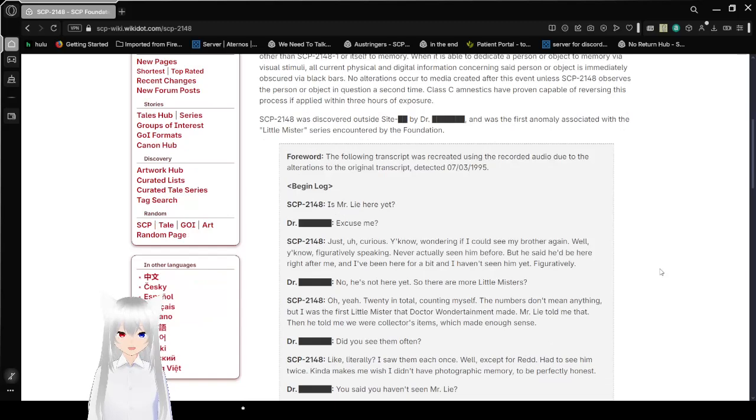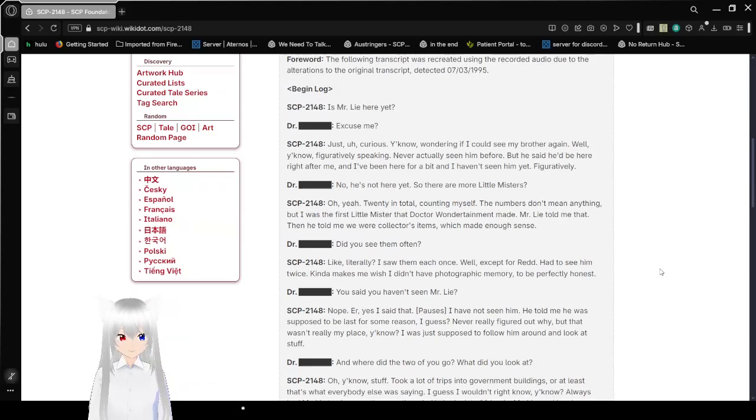Class C amnestics have proven capable of reversing this process if applied within 3 hours of exposure. SCP-2148 was discovered outside Site Redacted by Dr. Redacted and was the first anomaly associated with the Little Mister series encountered by the Foundation. Foreword: the following transcript was recreated using the recorded audio due to alterations to the original transcript detected on July 3rd, 1995. Begin log.